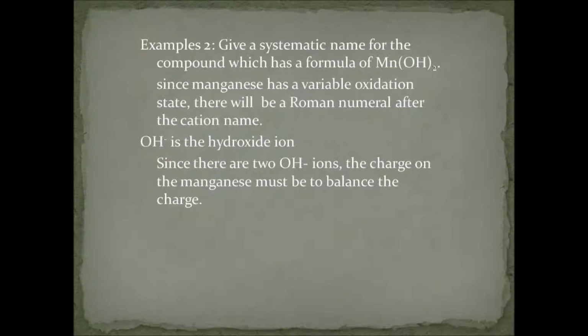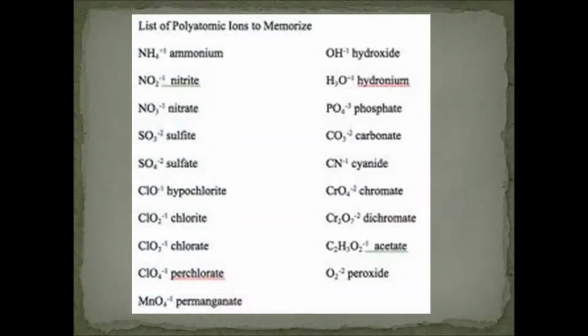Example number 2. Give a systematic name for the compound which has a formula of Mn(OH)2. Since manganese has a variable oxidation state, there will be a Roman numeral after the cation name. OH negative is the hydroxide ion. See the next page. Since there are two OH ions, the charge on the manganese must be 2 positive to balance the charge. Therefore, the name of this compound is manganese(II) hydroxide.